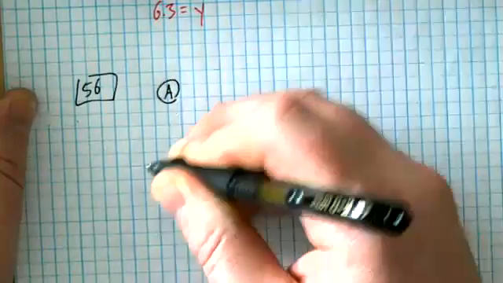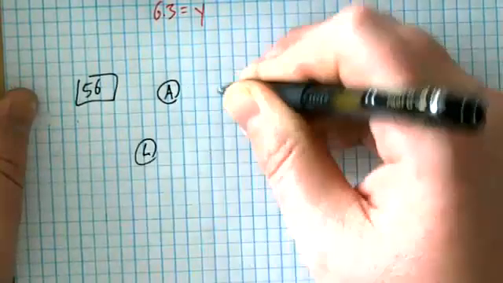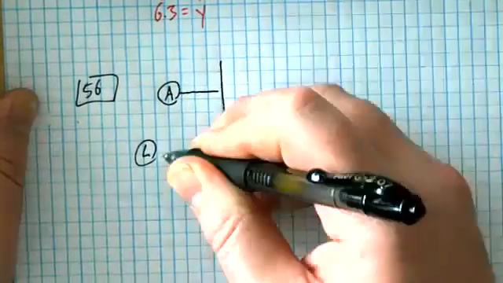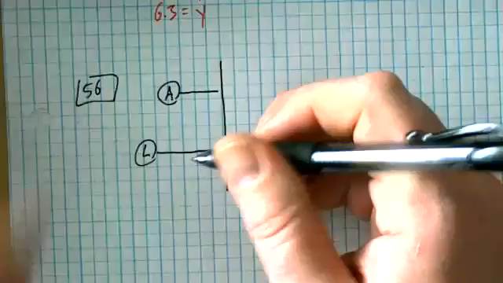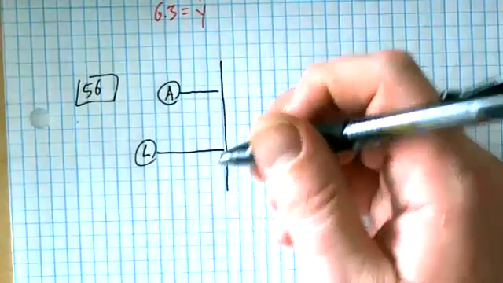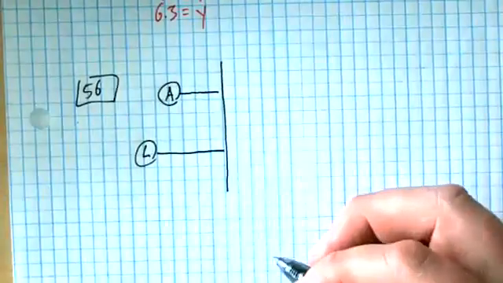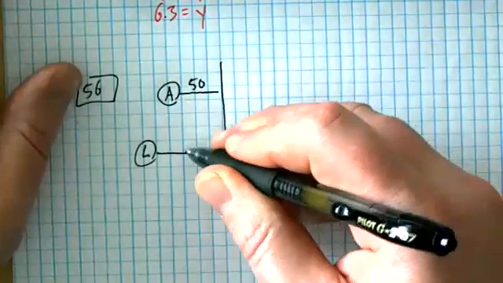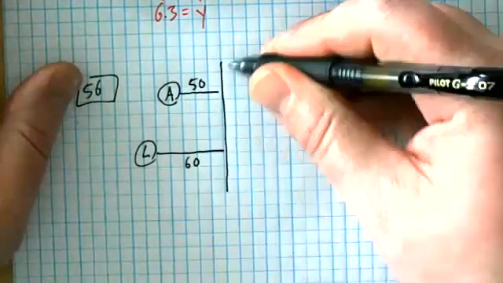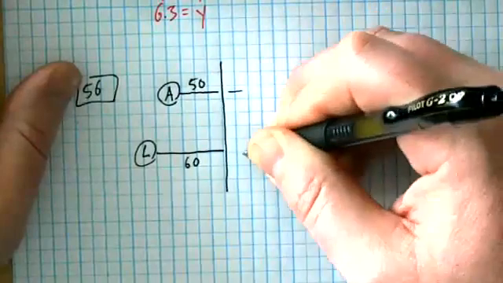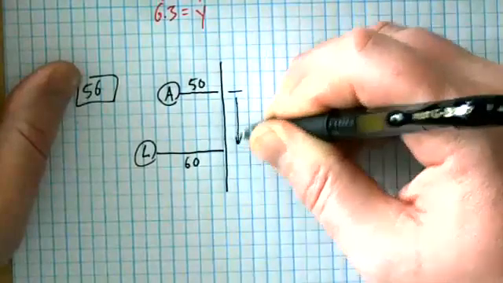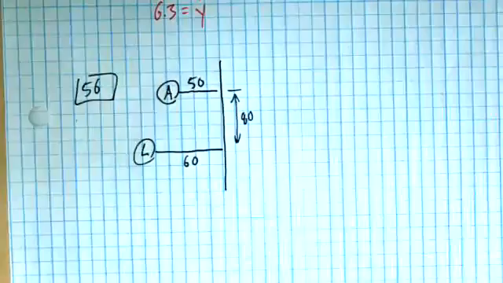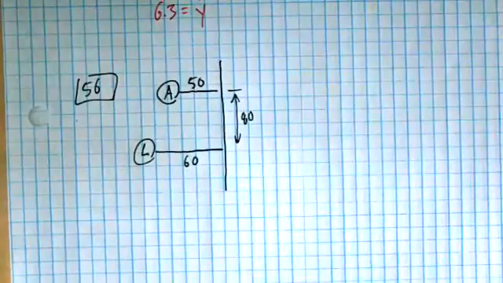So we've got an art museum, a library, and a road over here. They told us that the art museum is 50 feet off of the road and the library is 60 feet off of the road. And the distance between these two things is 80 feet. They're pretty close together. Maybe they're very small buildings.